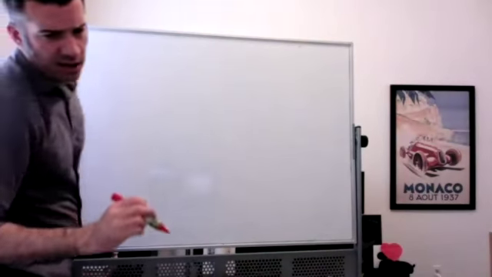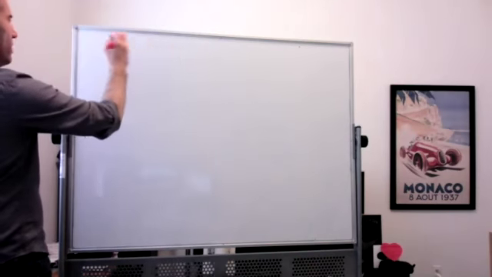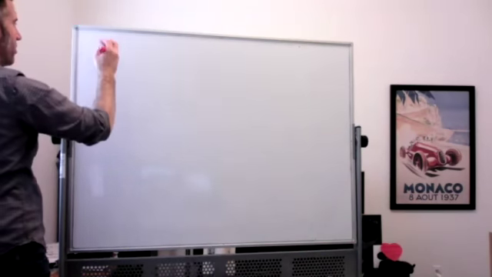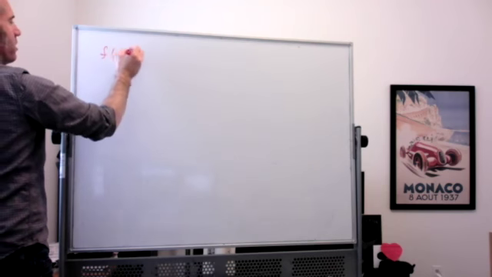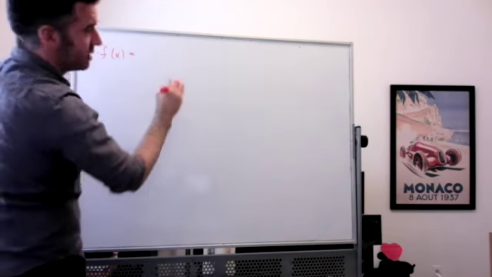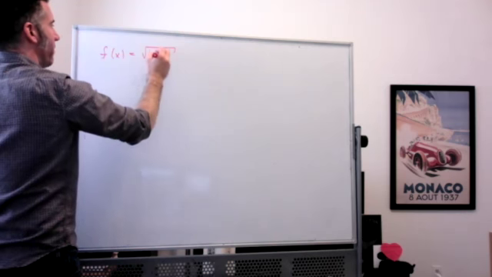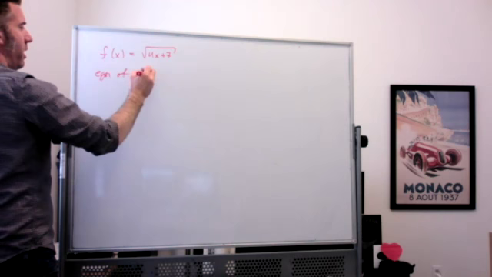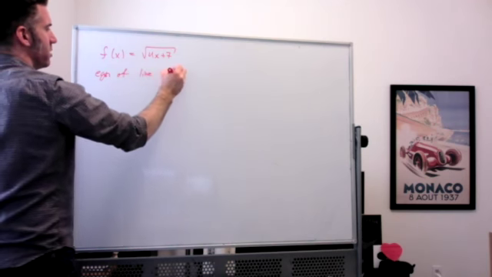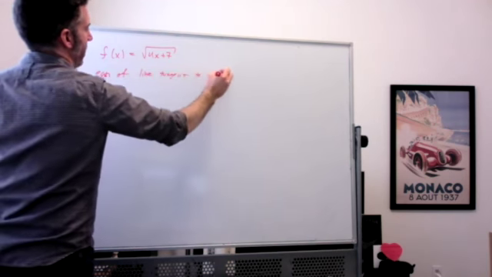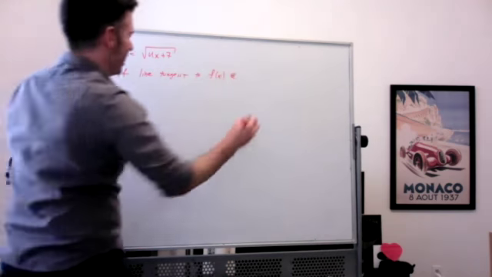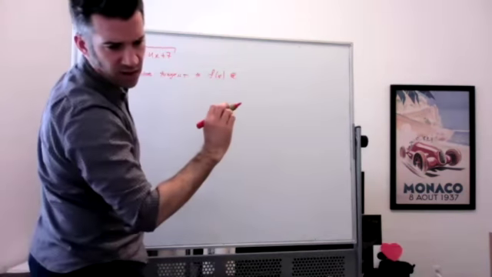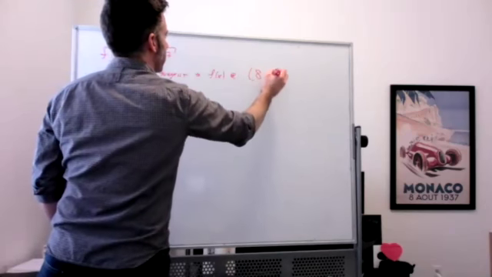So here's the other one, but I don't know if it was clarified to me. The function given was the square root of 4x plus 7. We want to find the equation of the line tangent to f of x at the point 8, 7. Was it 8, 7? Yeah, 8, 7.